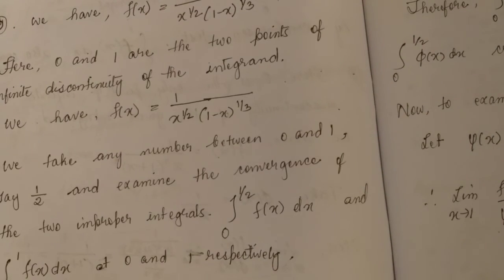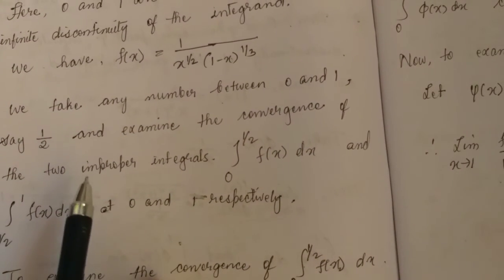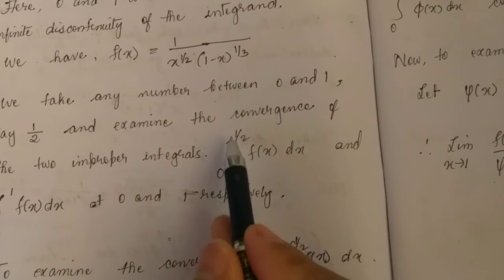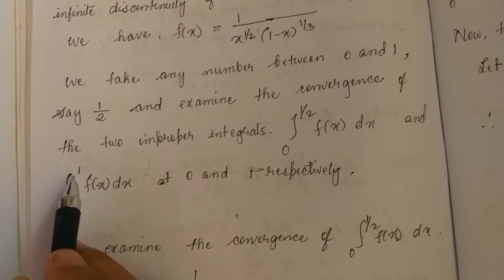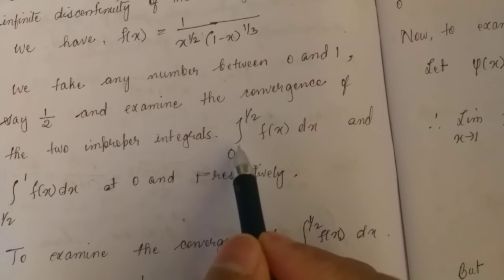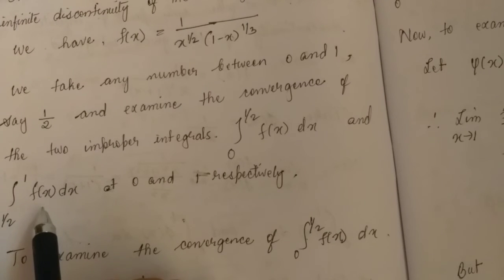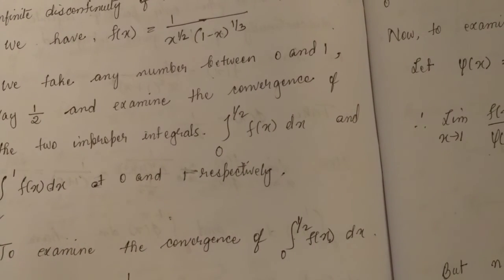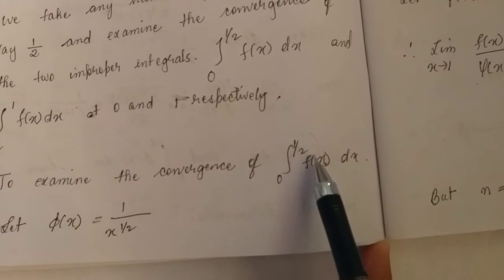But what you have here is that you have taken this point 1 by 2, which is a point in between 0 and 1. The first one is 0 to 1 by 2 f of x dx, and the second one is from 1 by 2 to the point 1 f of x dx. For the first one, we have to check the convergence at the point x equal to 0, and for the second one we have to check the convergence at the point x equal to 1, respectively. Let us do the first one, to examine the convergence of 0 to 1 by 2 f of x dx.